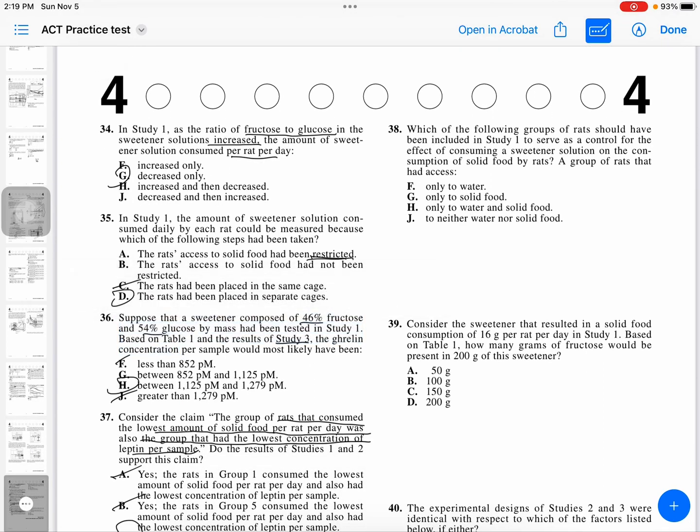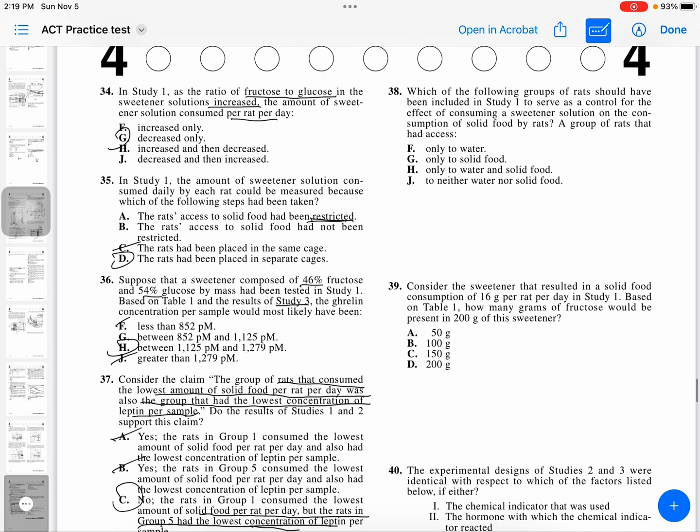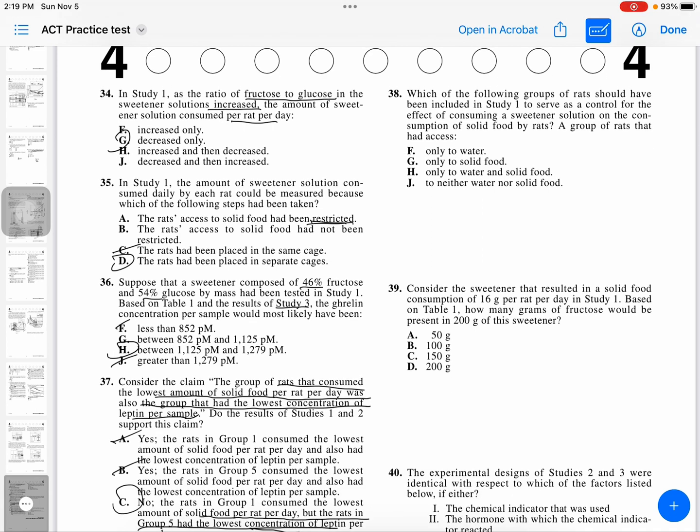Wow. Which of the following groups of rats, you dirty rat, should have been studied in Study 1 to serve as a control for the effect of consuming a sweetener solution on the consumption of solid foods? So this is more like a methodology question, or experimental methodology question, rather than something you can look at the tables for.